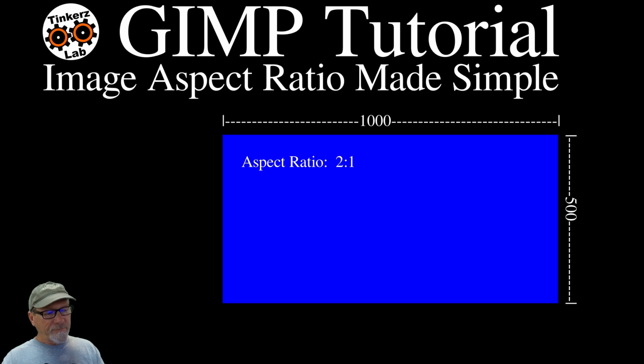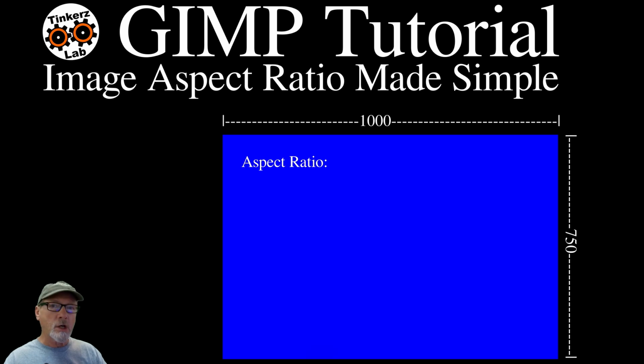So both of these numbers are divisible by 500, right? So 1000 is divisible by 500. 500 will go into 1000 twice. That gives you your number here, 2. And 500 will go into 500 once. That gives you your other number, which gives you your aspect ratio of 2:1. All right, so moving along.